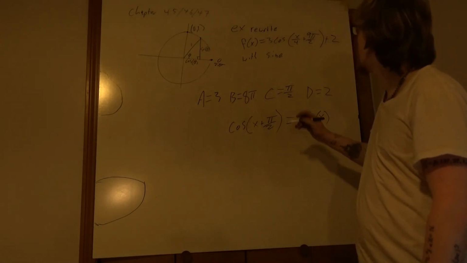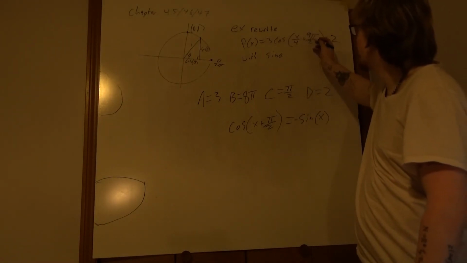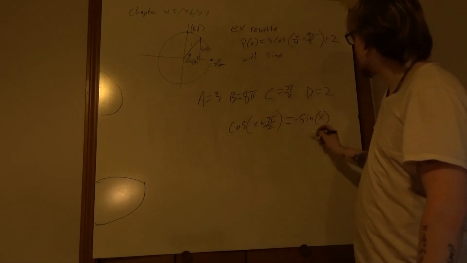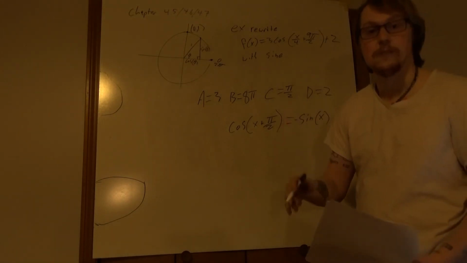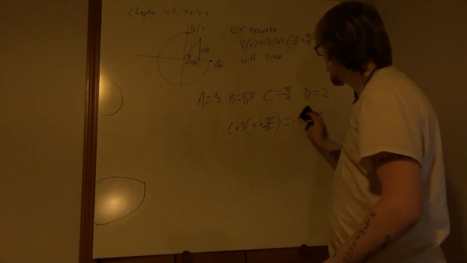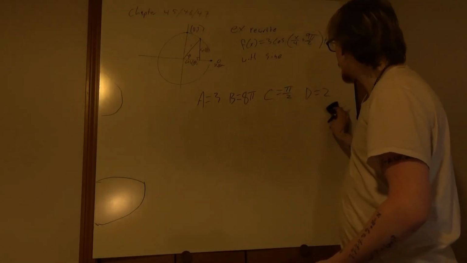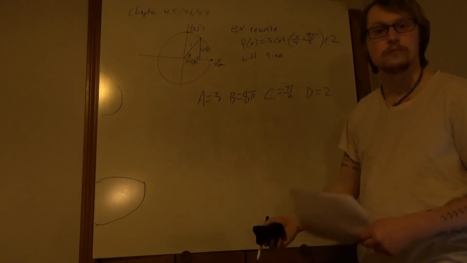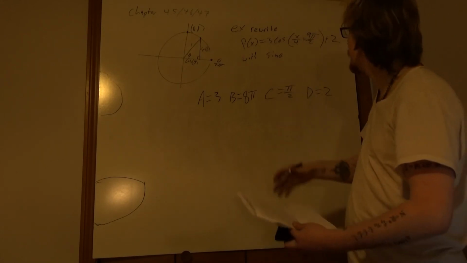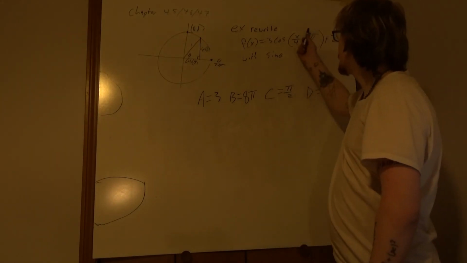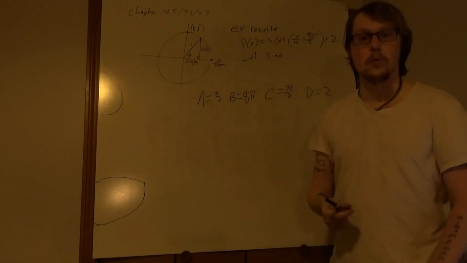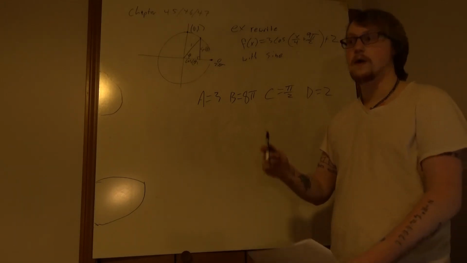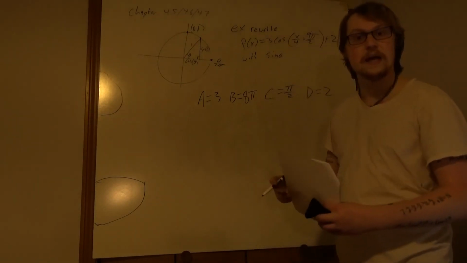So we know that having cosine of something plus pi over 2 is the same as negative sine of that something. This means, since the phase is the only thing that's affected by our transition from cosine to sine, we can rewrite this. We know that this 9 pi over 2 is going to go away, and it's going to be replaced by having this all be negative sine.